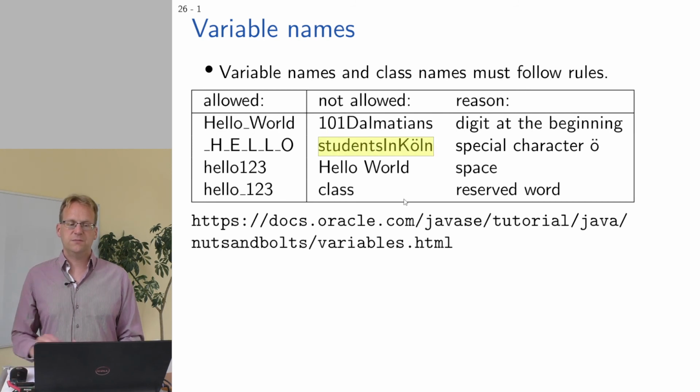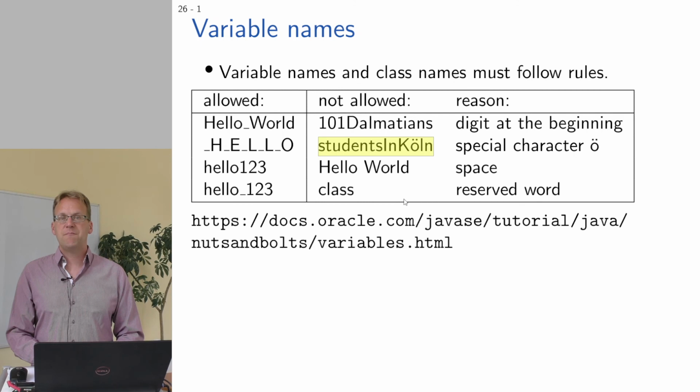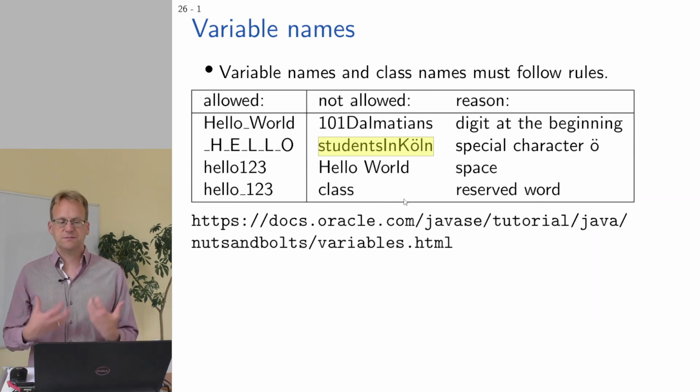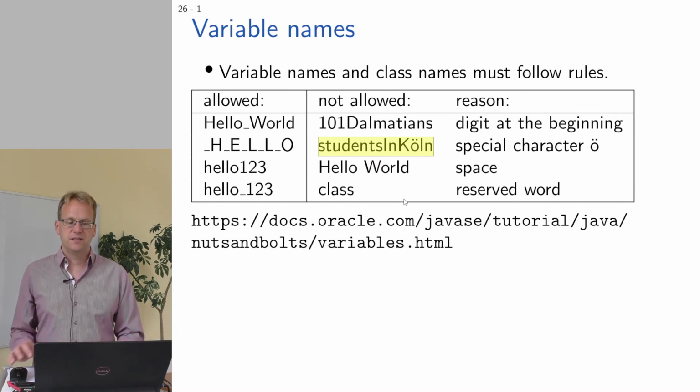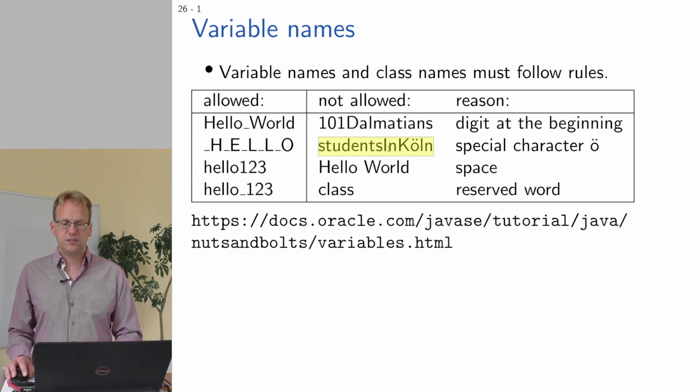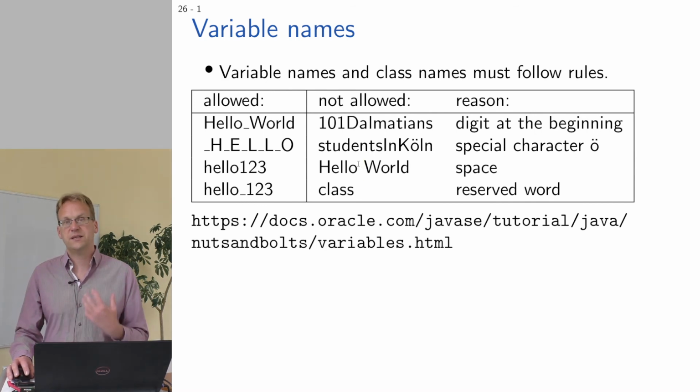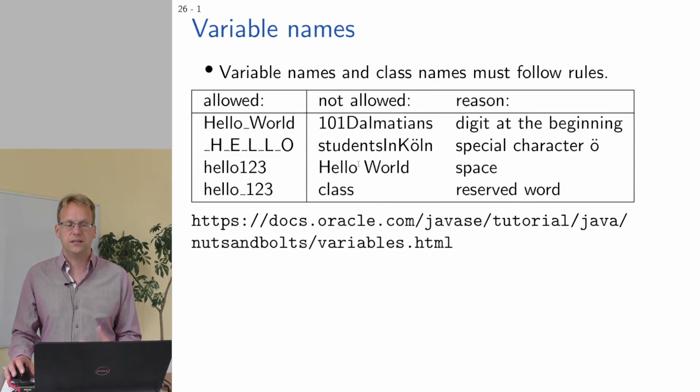Maybe I have a variable which should represent the number of students in Cologne. And now I'm thinking of a reasonable variable name for that. And I'm saying, okay, students in Köln. Köln is the German name for Cologne. It has this special character ö. And that is also not allowed in Java. So special characters like this you cannot choose in your variable names. Hello world, that's also not allowed because it has this blank space here. So that must not be included in one variable name.